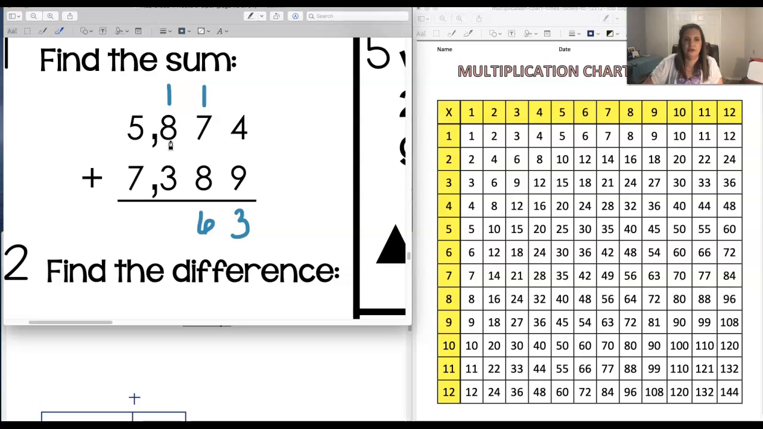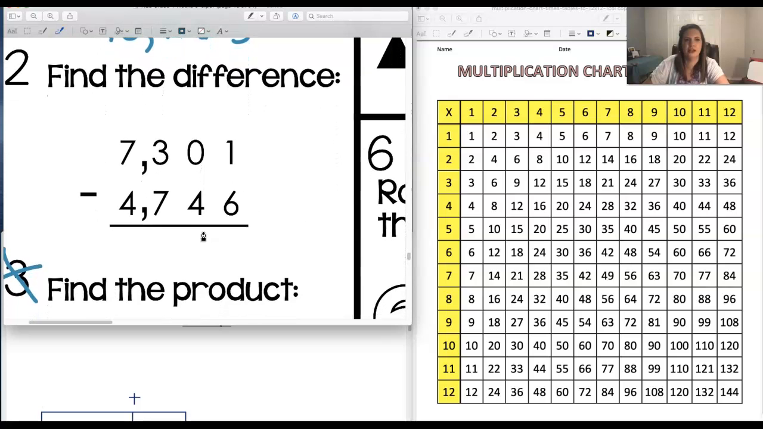1 plus 8 equals 9, 9 plus 3 equals 12. Write your 2, bundle your 10 hundreds, move them to the thousands place. 1 plus 5 equals 6, 6 plus 7 equals 13. Count your digits, 1, 2, 3, and put your comma. 13,263.